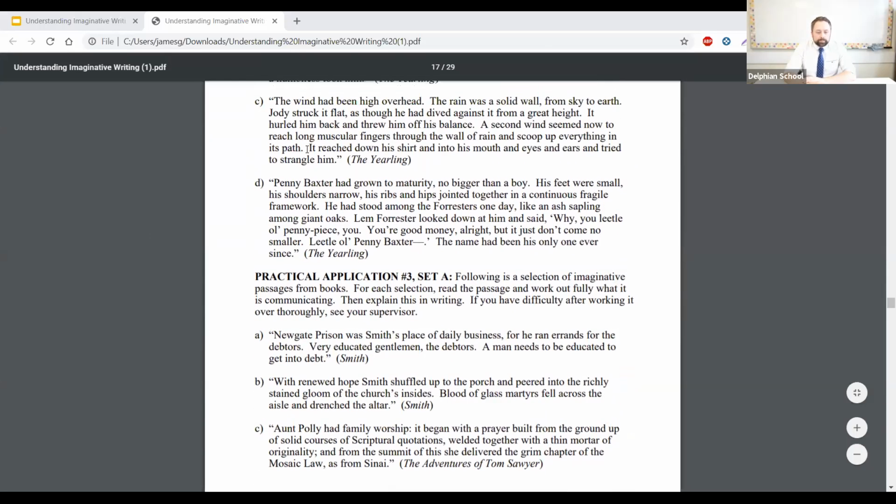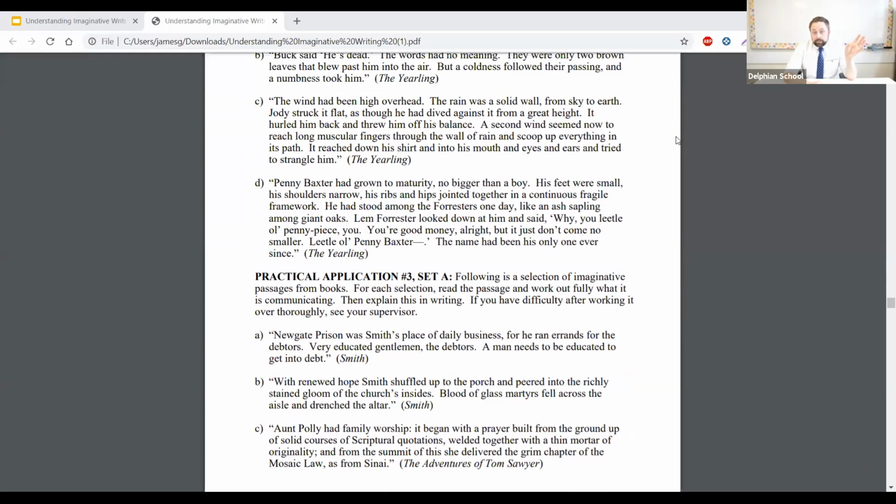The wind had been high overhead. The rain was a solid wall from sky to earth. Jody struck it flat, as though he had dived against it from a great height. So just in that first part there's actually going to be more than one type of imaginative writing here. When you write in the Q&A box, you can say which part of this quote you're talking about, because there are several different types you could pick to talk about.